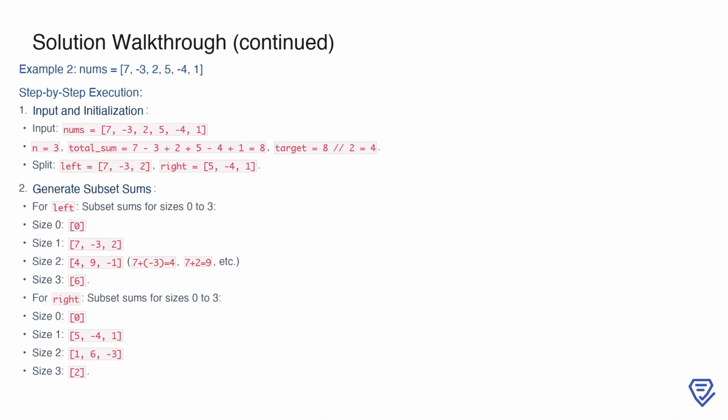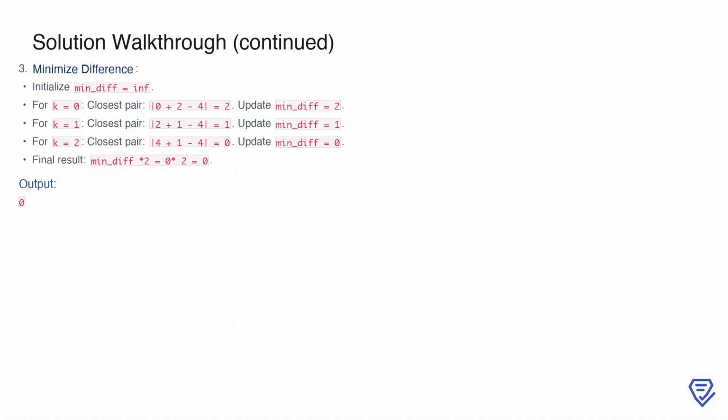Next, we generate subset sums for each half. For left, the sums are 0 for size 0; 7, -3, 2 for size 1; 4, 9, -1 for size 2; and 6 for size 3. For right, the corresponding sums are 0 for size 0; 5, -4, 1 for size 1; 1, 6, -3 for size 2; and 2 for size 3. These subsets provide us with the necessary combinations to minimize the difference between the two subset sums.